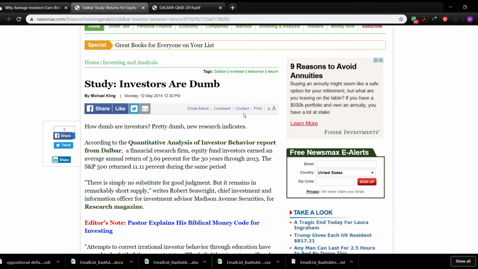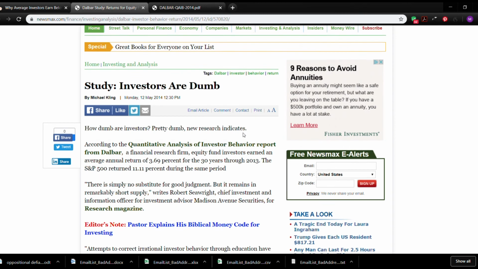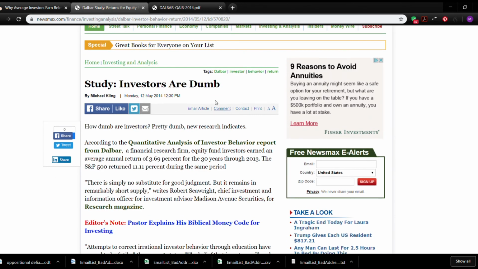And here again, you can see the similar article from Newsmax, with the kind of unflattering, provocative title, Study: Investors Are Dumb, by Mr. Michael Kling. According to the Quantitative Analysis of Investor Behavior, the QAIB report from Dalbar, a financial research firm, equity fund investors earned an average return of 3.69% for the 30 years through 2013. The S&P, on the other hand, returned 11.11% during the same period.